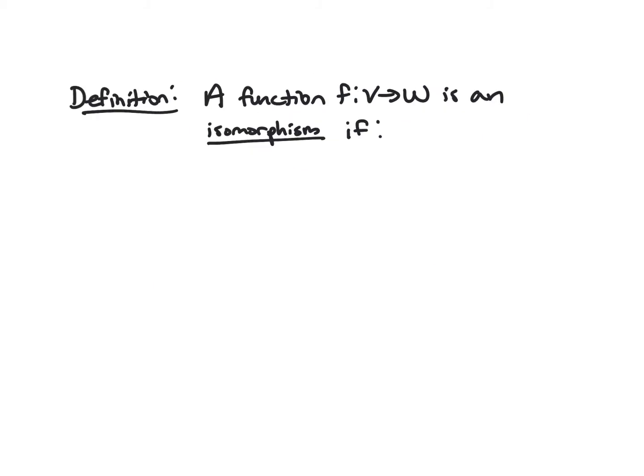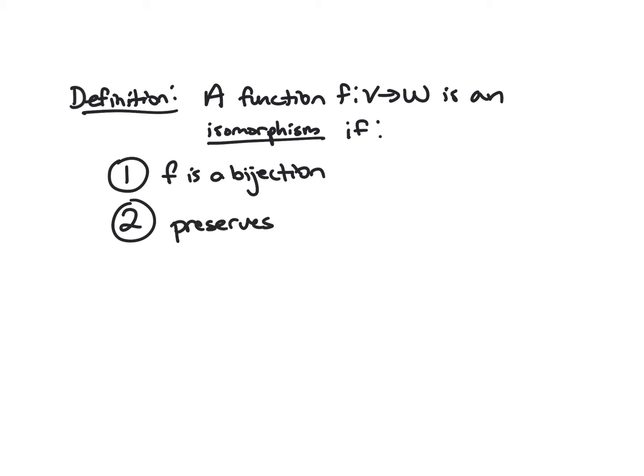Officially, a function f from V to W, two vector spaces, is an isomorphism if two things hold. First, f is a bijection, so it's one-to-one and onto. This gives us a matching between the two. But just a matching is not enough, because it's important that these are vector spaces. So we also want this function to, quote unquote, play nicely with the structure of being a vector space. And so we're going to say that it preserves structure.